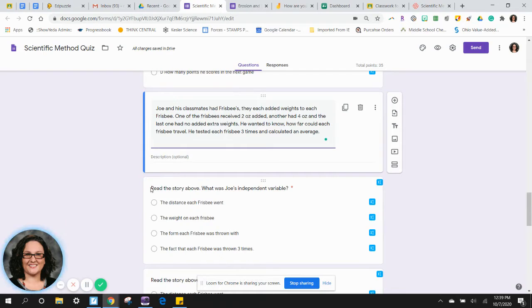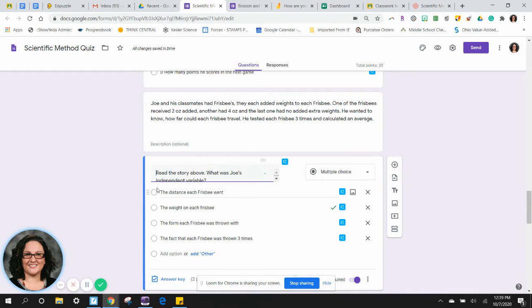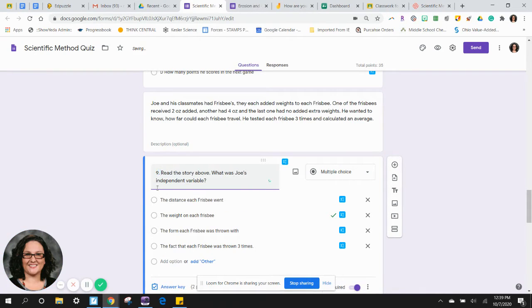Question number 9. Based upon Joe's story, what was Joe's independent variable? A, the distance the frisbee went. B, the weight on each frisbee. C, the form each frisbee was thrown with. Or D, the fact that each frisbee was thrown 3 times.